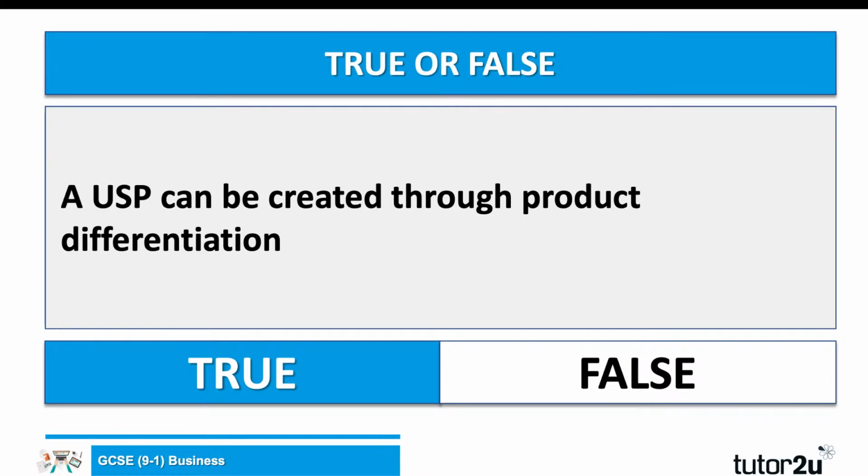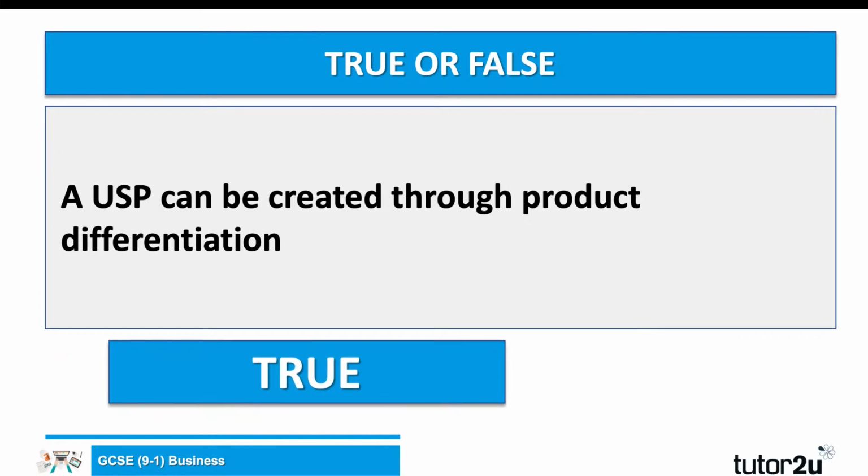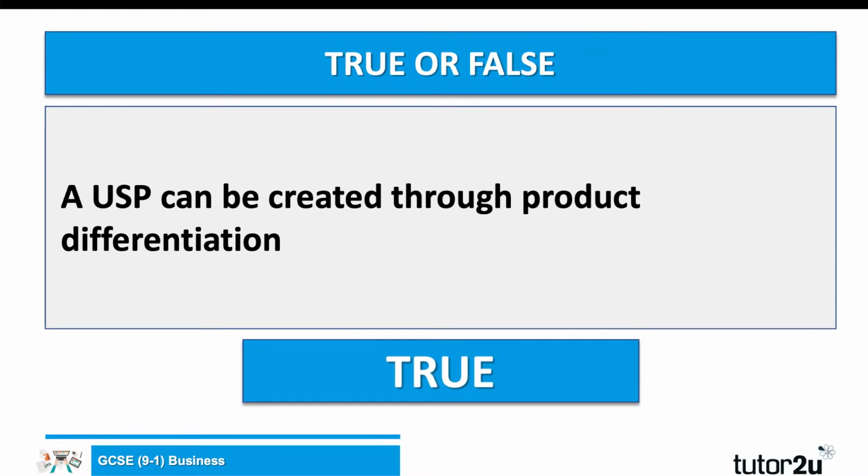Okay. Jim, can we have the answer to this one? I can see a few responses. True. Okay, well done to those of you who said true. A USP can be created through making your product or service different to those of the competition and therefore making it stand out and ultimately encouraging customers to try and then hopefully repeat purchase. Last one coming up here.